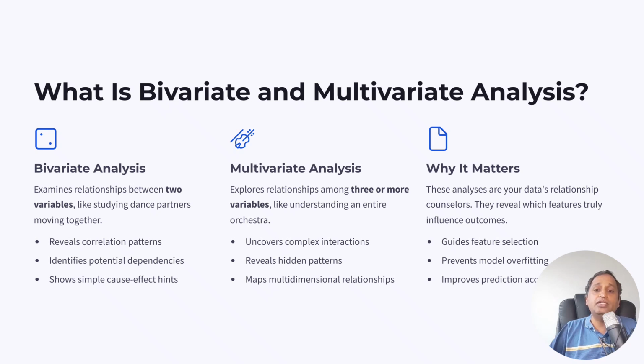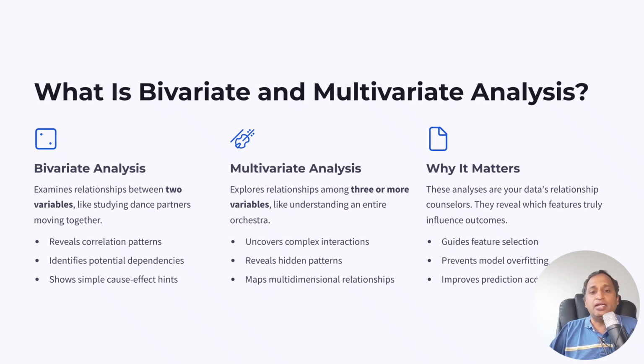So we have bivariate analysis. This is the study of the relationship between two variables at a time, like watching two dance partners move in a scene. We use it to detect any correlation between patterns. For example, whether an increase in net income has an impact on total assets, and also to identify potential dependencies between the features, where one feature might influence the behavior of another, right?